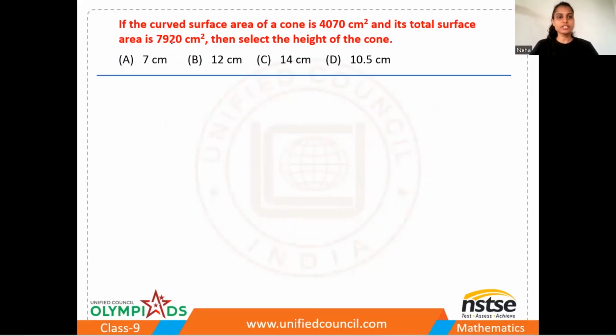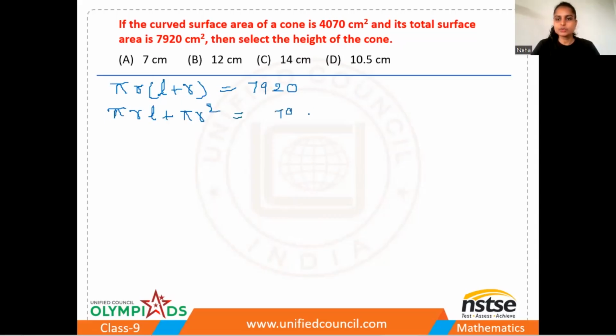So here, students, the question is that the curved surface area of a cone is 4070 centimeter square and its total surface area is 7920 centimeter square. So my dear students, what is the total surface area of a cone? The total surface area of a cone is pi r into L plus r, right? Pi r into L plus r, which is equal to 7920. Perfect. So this we can write pi r L plus pi r square is equal to 7920, right?